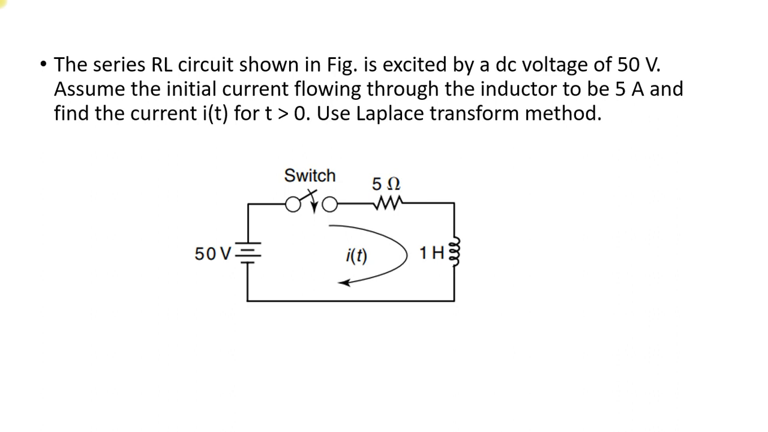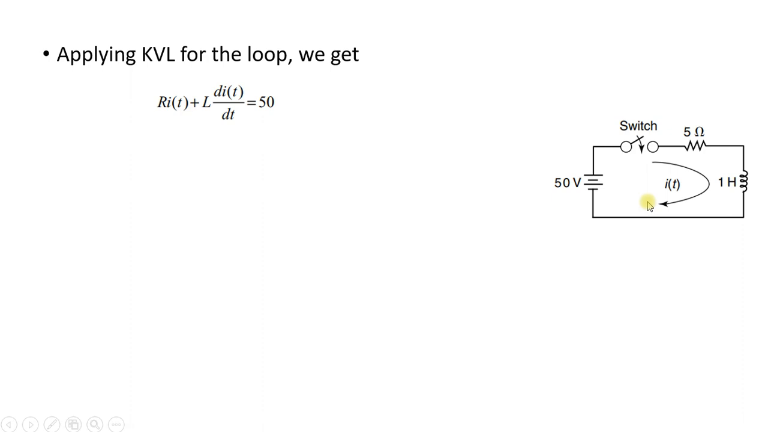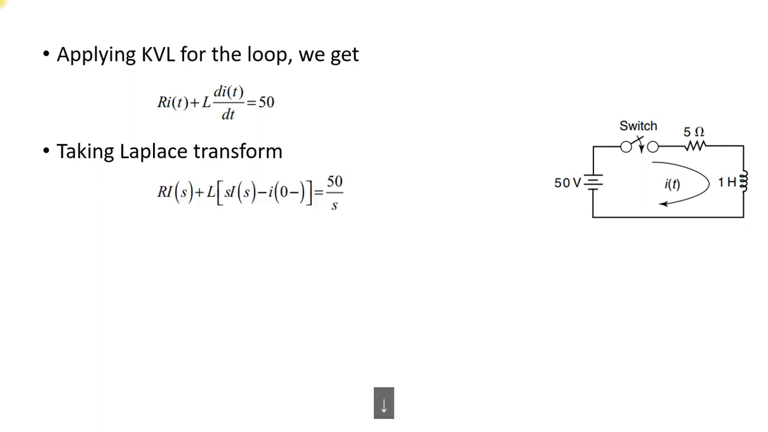Use the Laplace transform method. I rewrite the corresponding circuit diagram. Here the switch is closed when time t equals 0, and we write the loop equation for the circuit. The loop equation is 50 equals R into i(t) plus L into di/dt. This is the general expression, we know that. Now take the Laplace transform and substitute the corresponding values of R and L in the circuit.